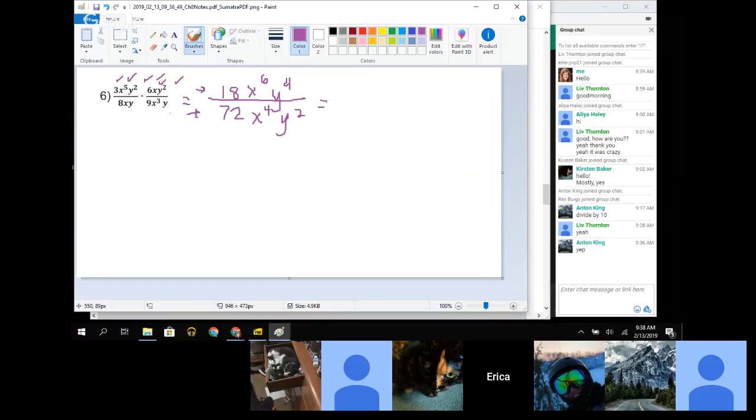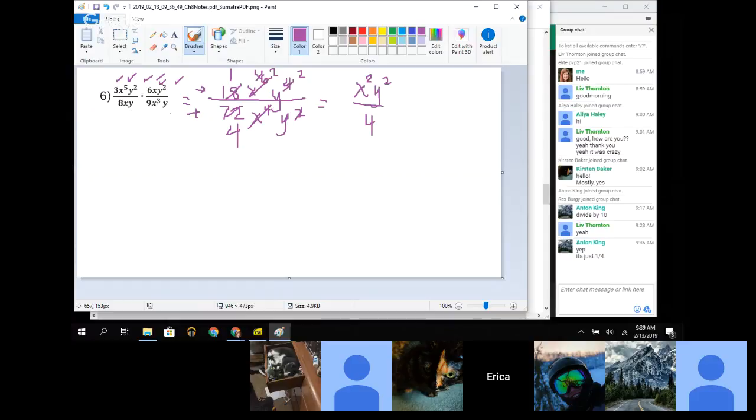Oh, it does. 18 goes into 72 4 times, right? X to the 4th and x to the 6th, this becomes x squared. And y to the 4th over y squared just becomes y squared. So when you write this all out, you end up with x squared y squared over 4. My favorite kind of problem, right?